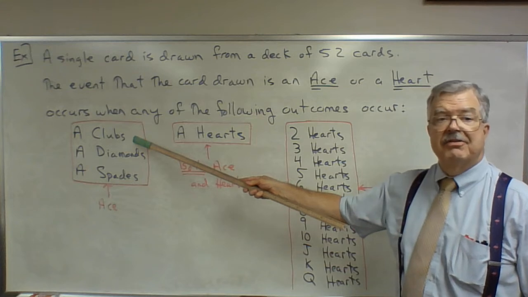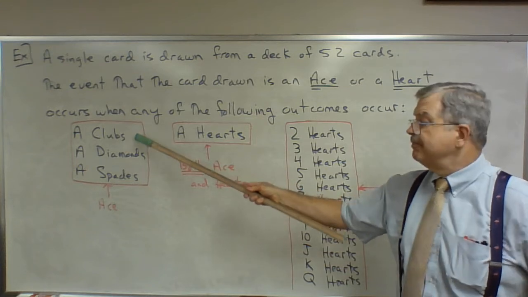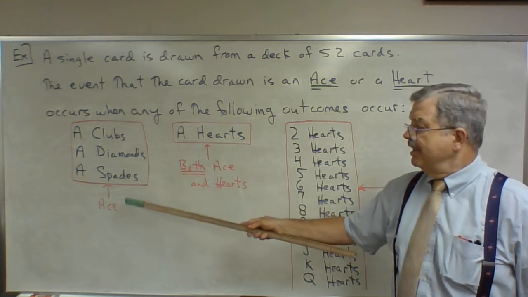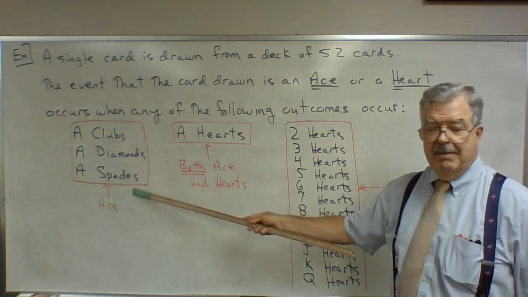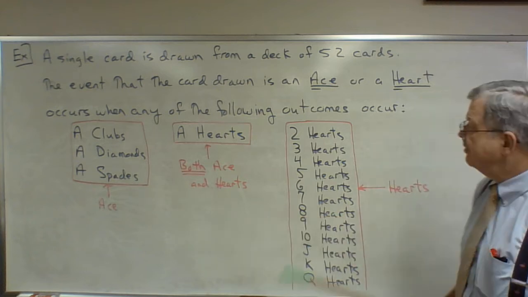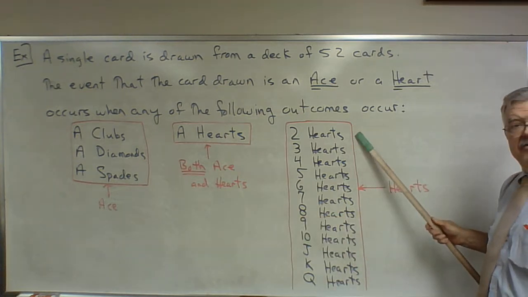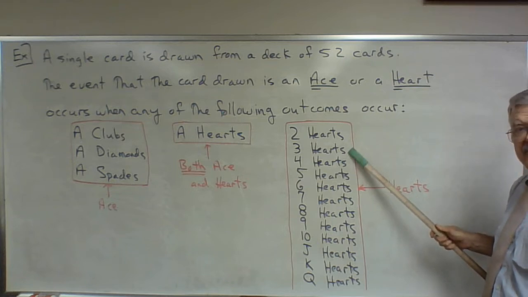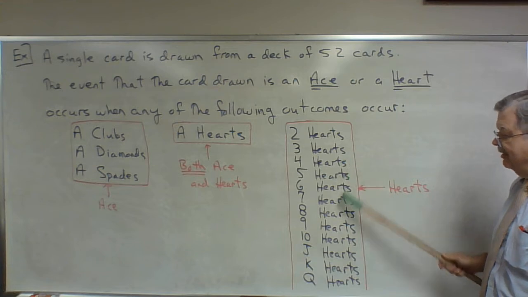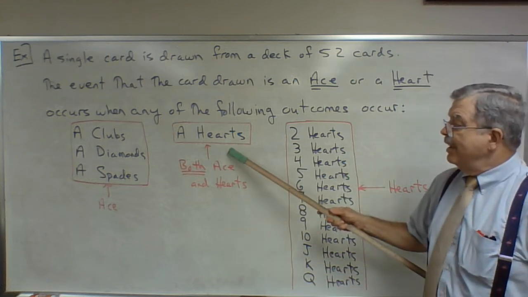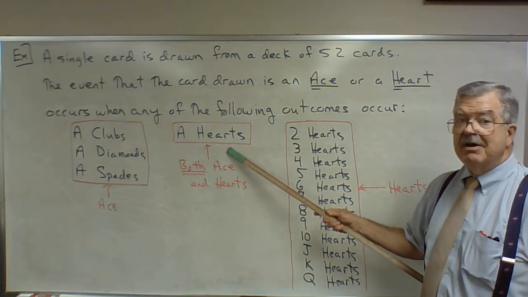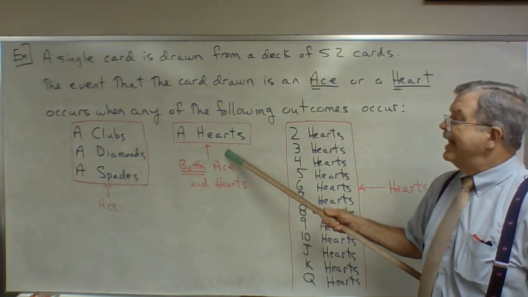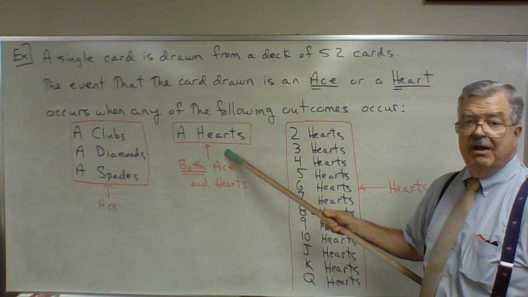If we draw an ace of clubs, yep, we got an ace. If we draw the ace of diamonds, yep, we got an ace. If we draw the ace of spades, yep, we got an ace. If we draw the two of hearts, yeah, we got a heart. We draw the three of hearts, yeah, we drew a heart, and so on and so forth. Or maybe the card that we draw is both an ace and a heart. In that case, the event occurs as well.